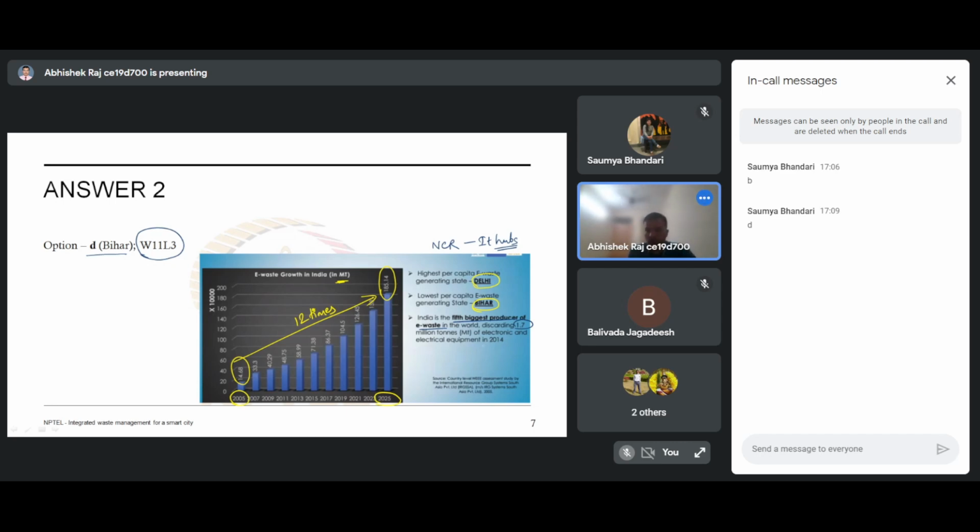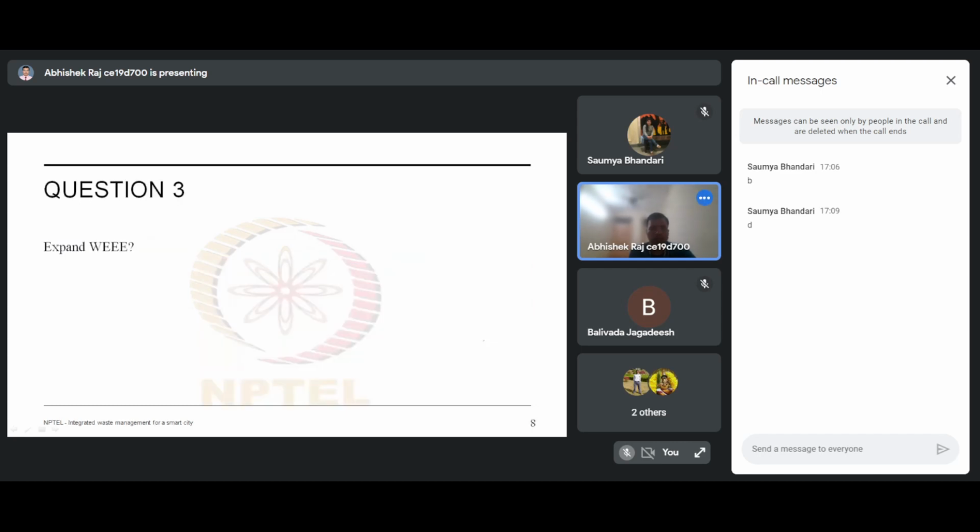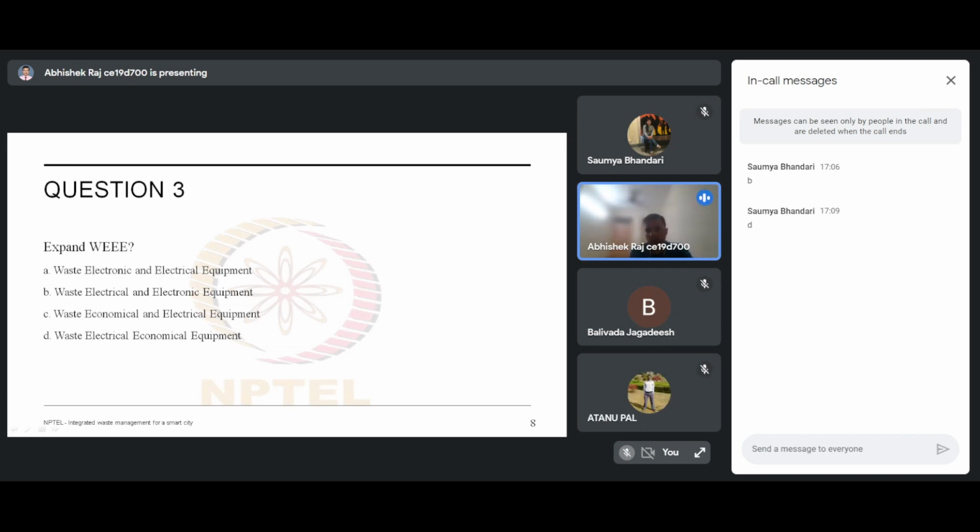So this is the second question. Moving on to question number 3. This is a simple question. We have to expand the term WEEE. Waste electronic and electrical equipment, waste electrical and electronic equipment, waste economical and electrical equipment, and waste electrical economical equipment. We quickly have some response for this. Question 3. Okay, so B. Anyone else?